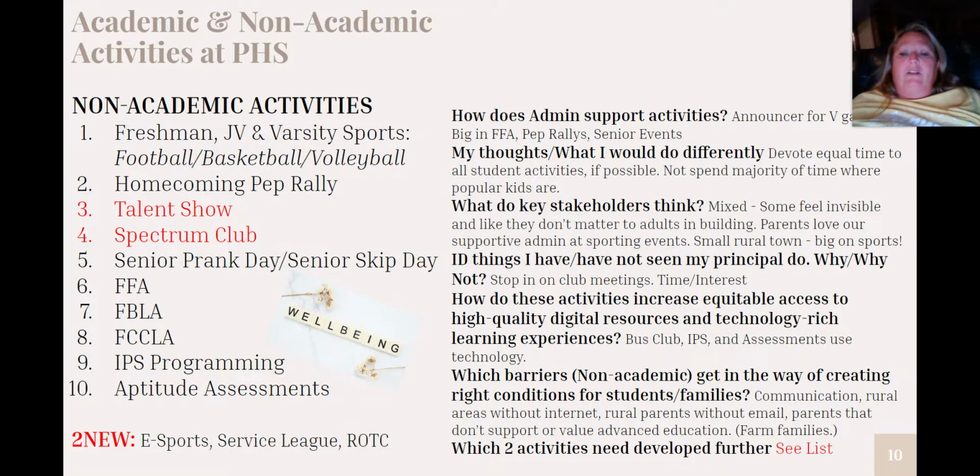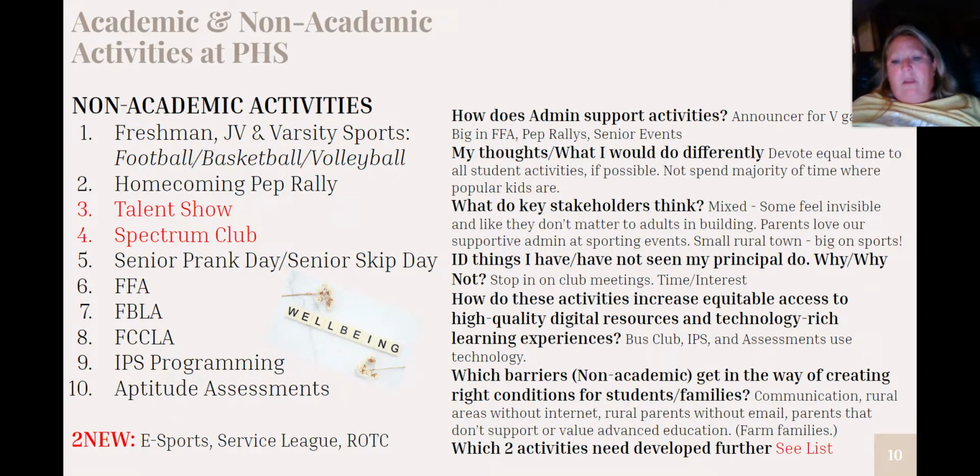How do these activities increase equitable access? Okay, so our business club uses a lot of technology and we're always trying to make sure we have the most up to date software, Microsoft products, Adobe Cloud products, in order to be effectively training our students based on what they could expect to see in the real world in corporate America. Our IPS programming is very heavily accessed to technology and technology rich learning experiences such as simulations, assessments, aptitude evaluations, and such.